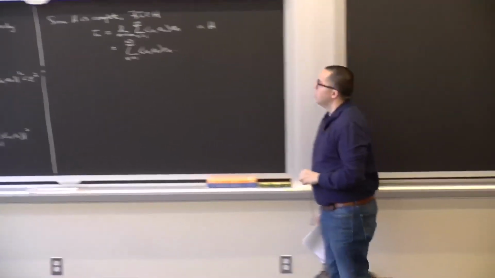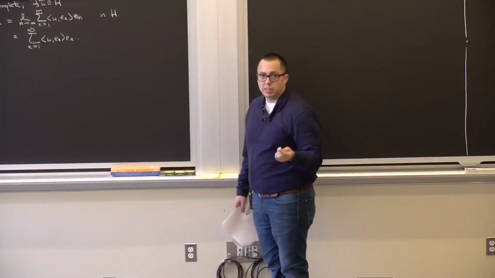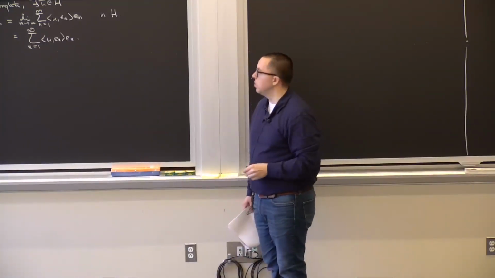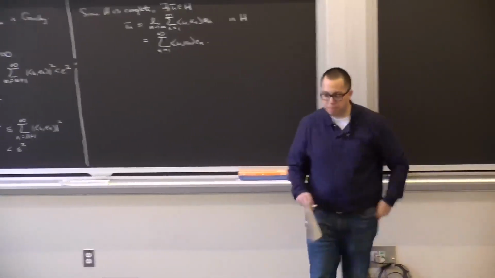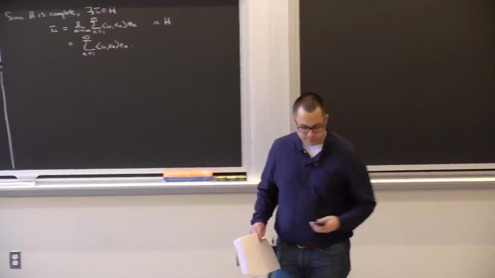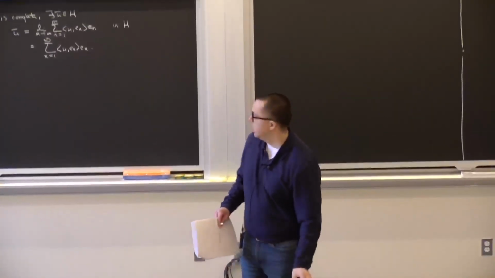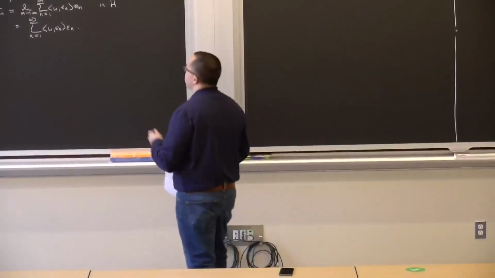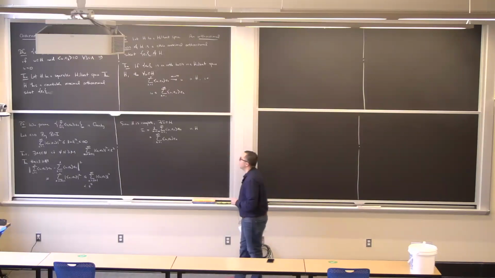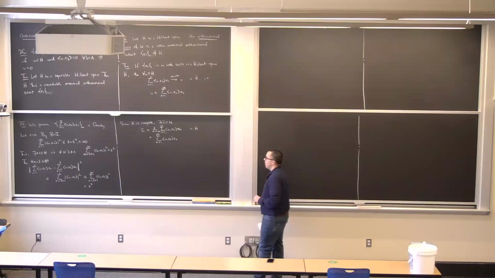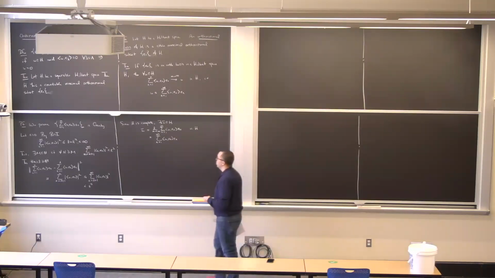Now what I'd like to do is show that u bar equals u. I don't mean complex conjugate, I just mean an element of H. How we're going to do that is show that the inner product of u minus u bar against every element of this maximal orthonormal subset is 0, and therefore conclude u equals u bar.